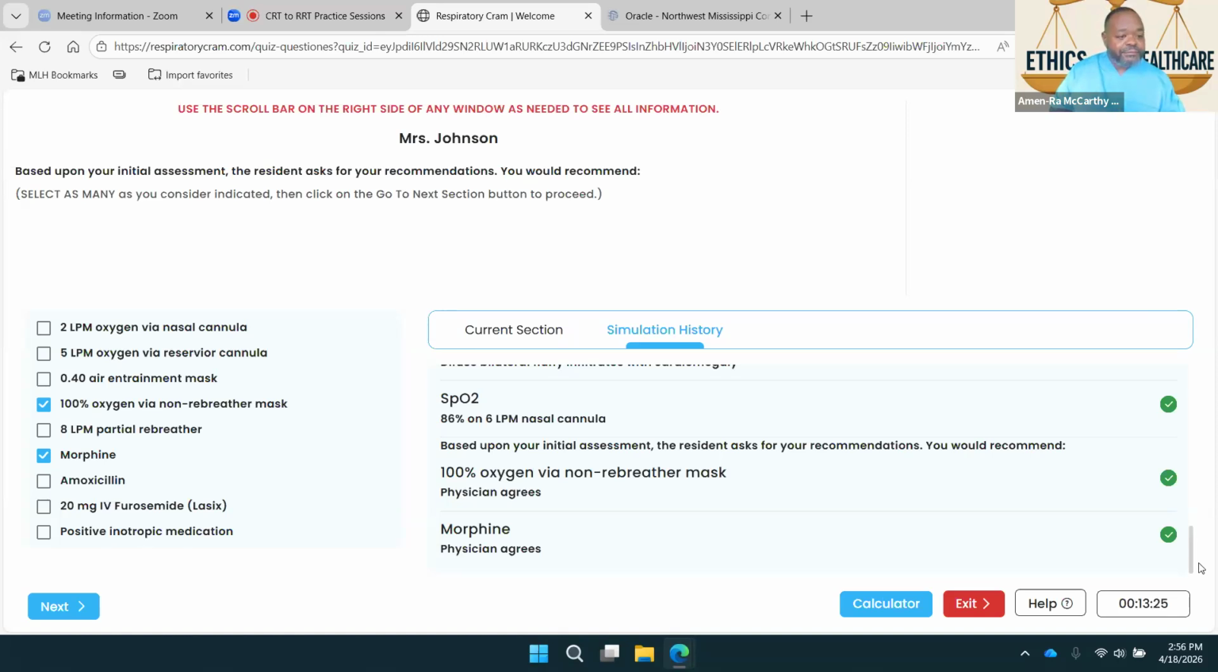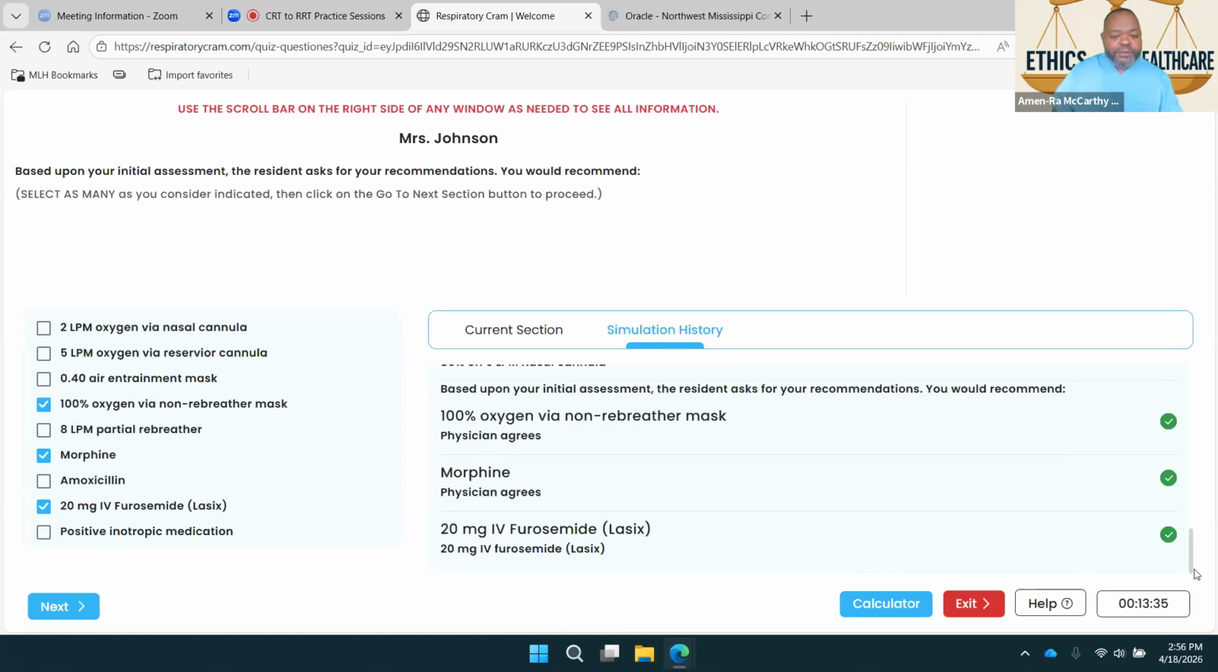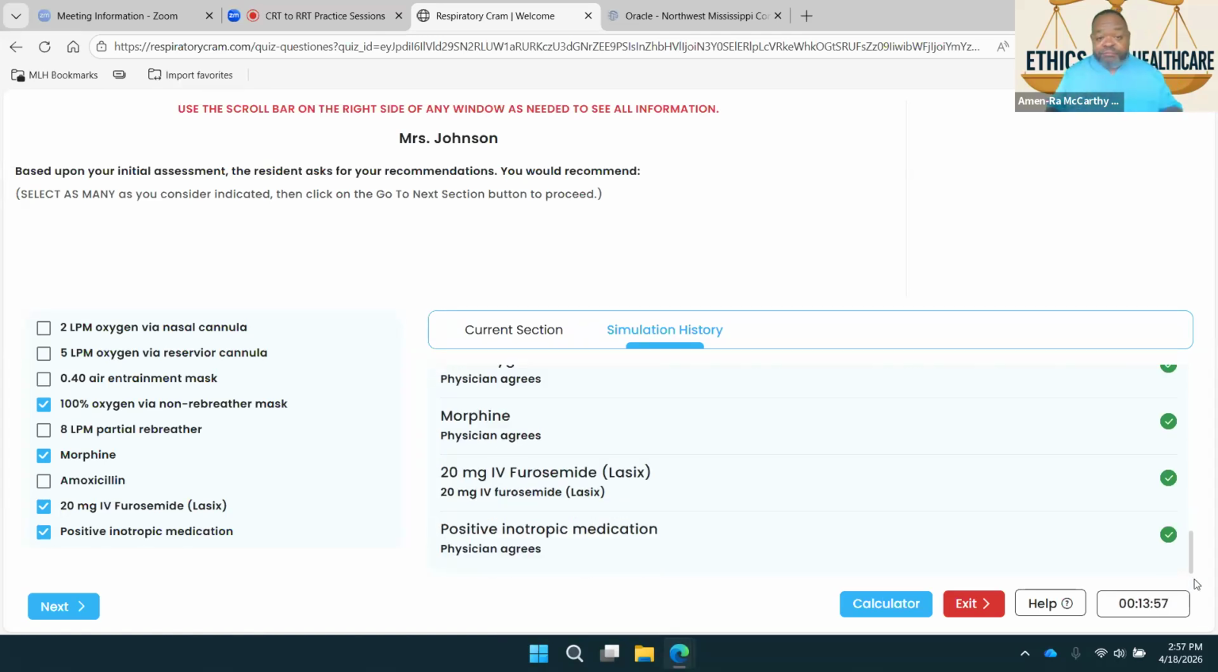What about some Lasix? Yes. Let's hit her with a little Lasix because it says she had fine crackles and pitting edema, right? So we need to get rid of some of that fluid. 20 milligrams IV Lasix was given. Doctor agrees. And then what about positive inotropic medication like digoxin? Yes. Physician agrees. Excellent. That's all of them for treating.